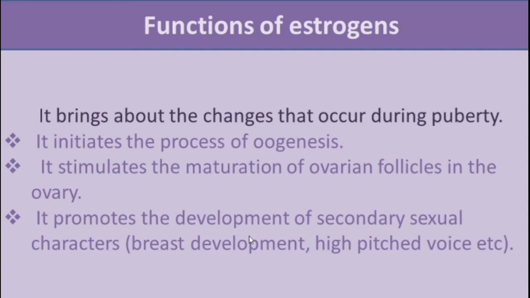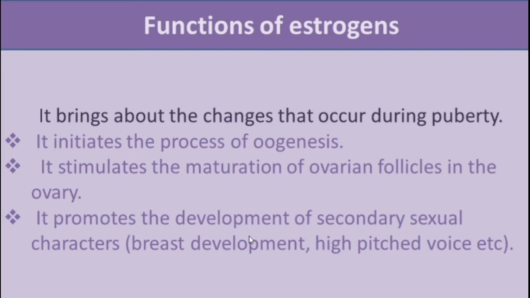So it initiates the process of oogenesis. Oogenesis, oo means egg, ova, egg. Genesis means production or formation. So that is the process of oogenesis, to initiate the process of development or production of eggs. And it stimulates the maturation of ovarian follicles in the ovary.